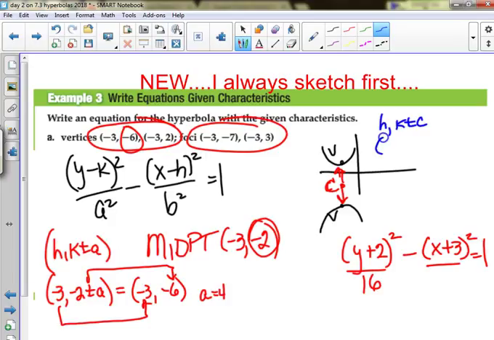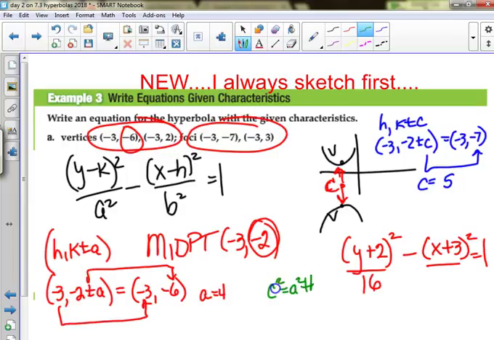So if the center was -3, -2, and they added c to it, and they came up with one of the foci at -3, -7, what's c? How did they get from -2 to -7? c is 5. Does this become 25? No. If c is 5, we got to do some hokey pokey in here. c squared equals a squared plus b squared. So we have 25 equals 16 plus b squared.